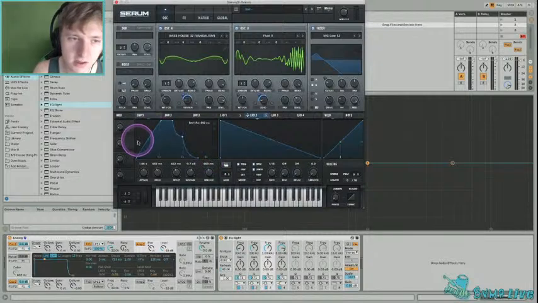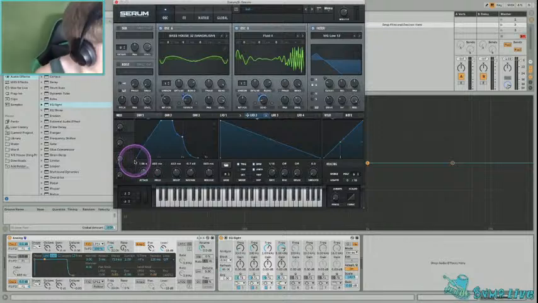And then what dictates how we go through this envelope? Well, it's whenever we press a note. So check it out.